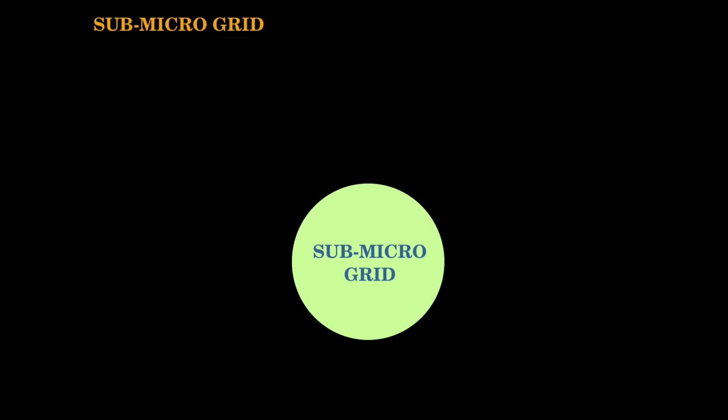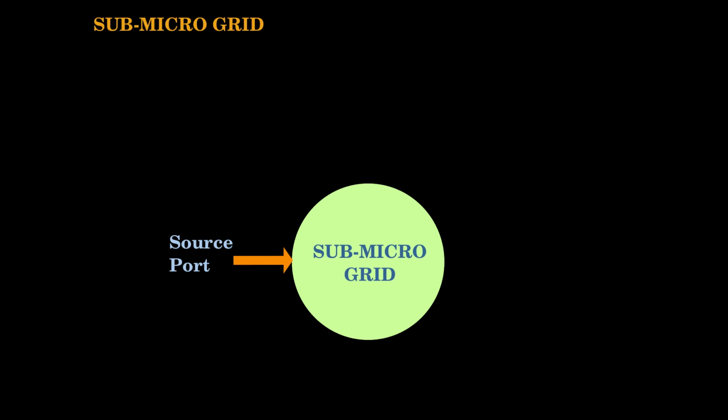Now what is a sub-microgrid? If you take a sub-microgrid, which could be a large building, a large community, a large campus, schools, colleges, they all can be examples of sub-microgrids.